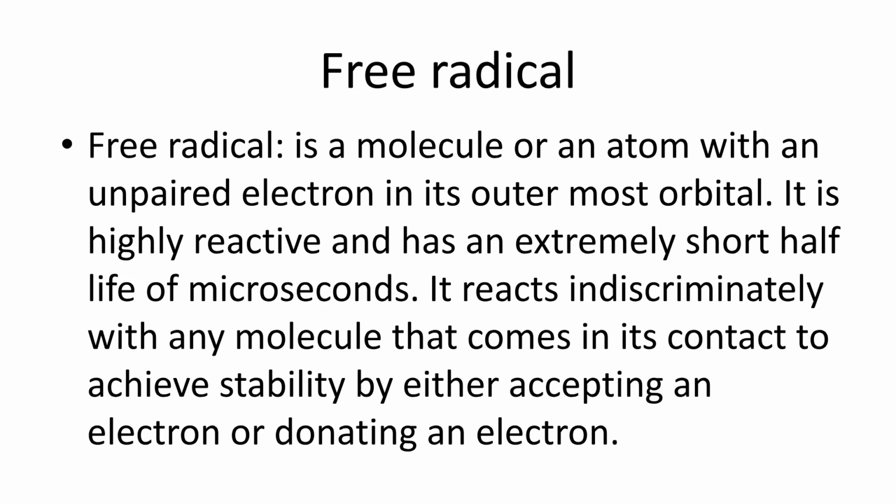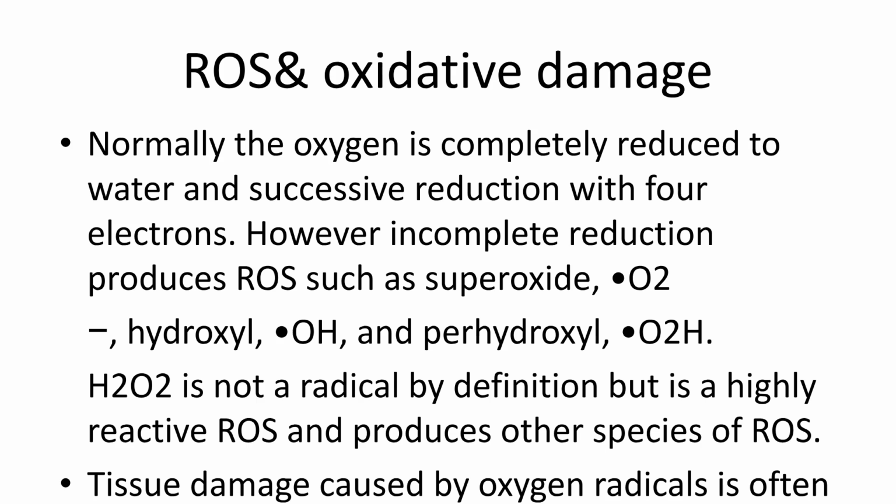The learning objectives of this video are to define free radicals and reactive oxygen species, understand their generation, the damage they cause, their clinical significance, and the scavenger systems that mitigate their effects. A free radical is an atom or molecule with an unpaired electron in its outermost orbital. This makes it highly reactive, with a very short half-life. It reacts indiscriminately to achieve stability by either accepting or donating an electron.